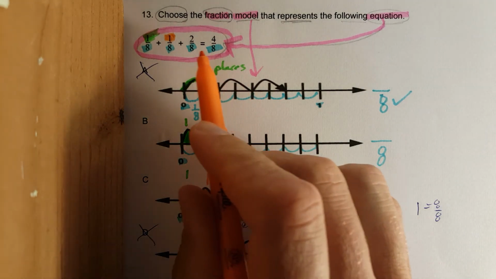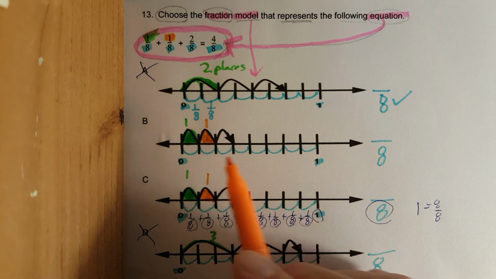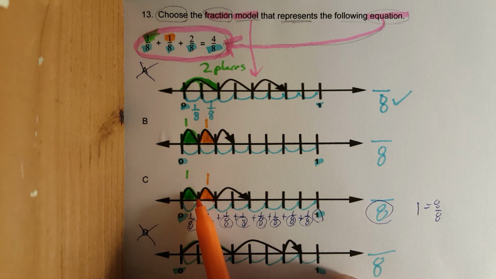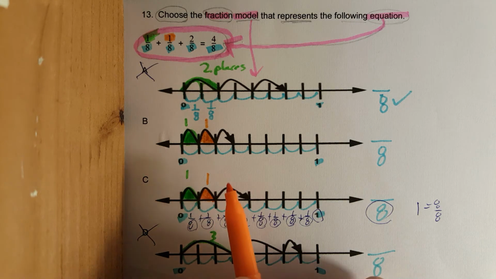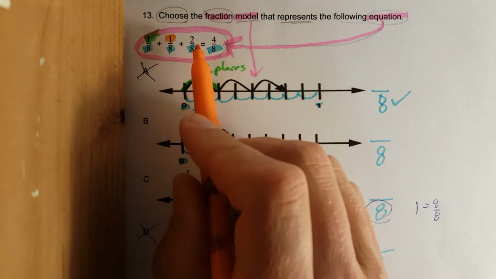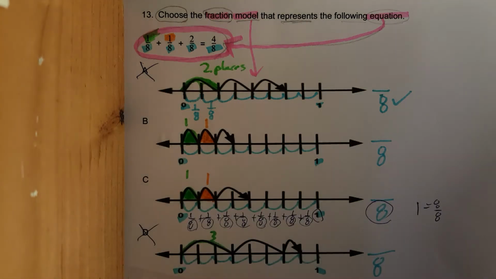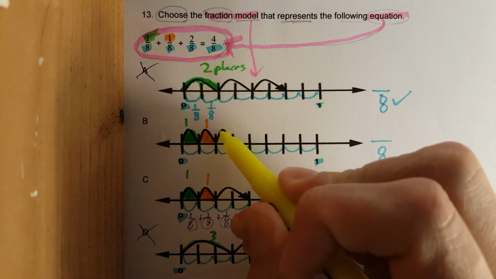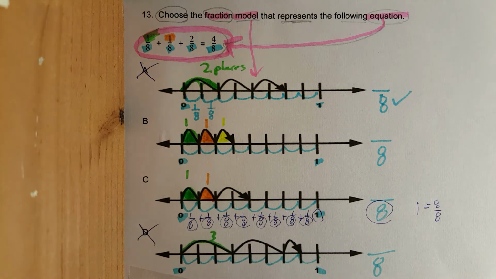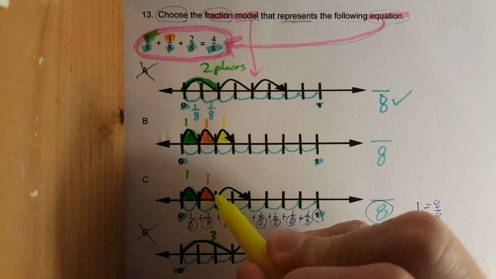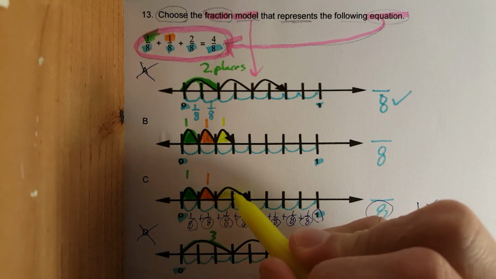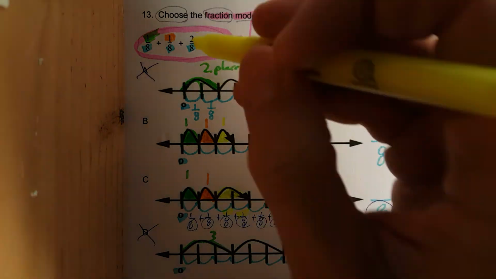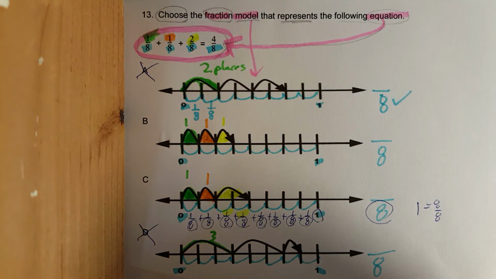So this equation is representing this number line as 1 over 8 plus 1 over 8, 1 over 8 plus 1 over 8. What's the next part? We need 2 over 8. So that means we will jump 2. Wait, this only goes 1 again. Oh, look at this one. 1, 2. This jumps 2 spaces. 1, 2. There it is.